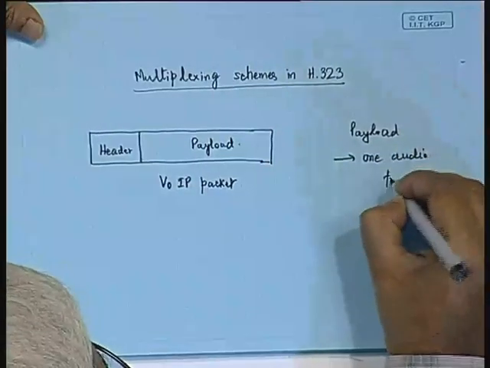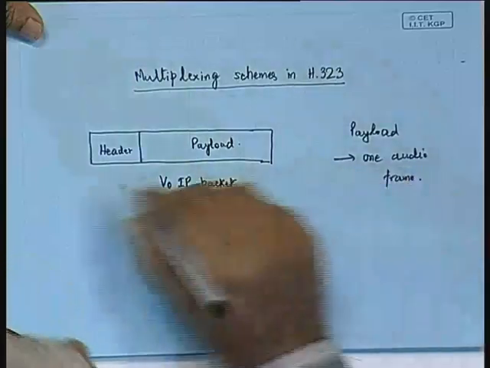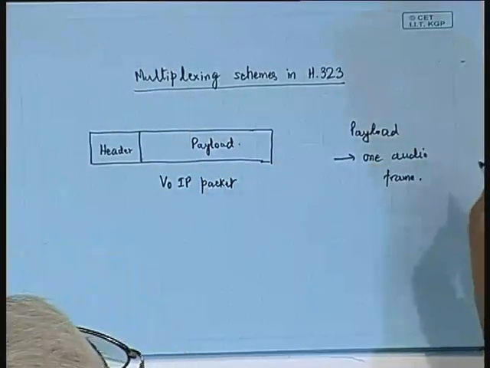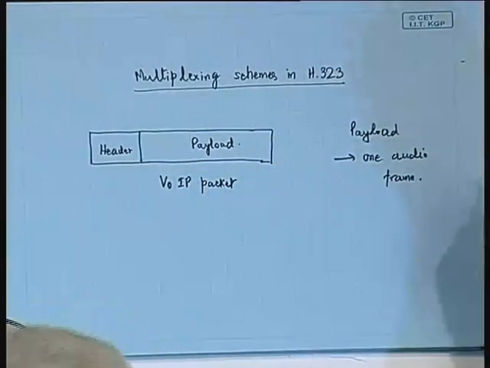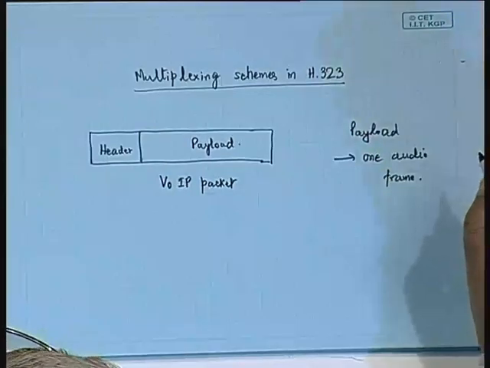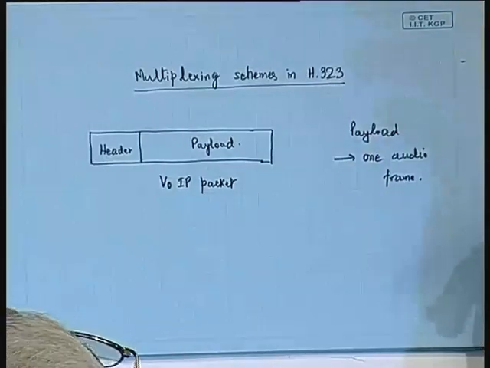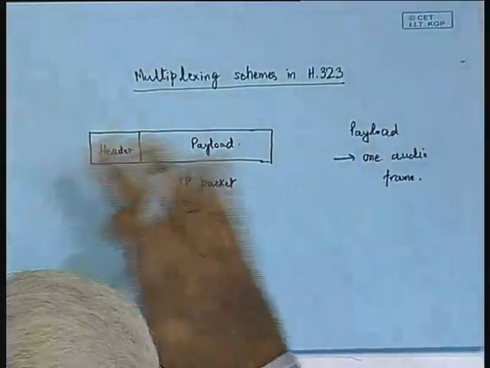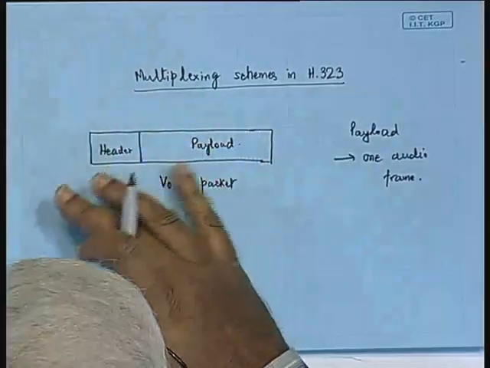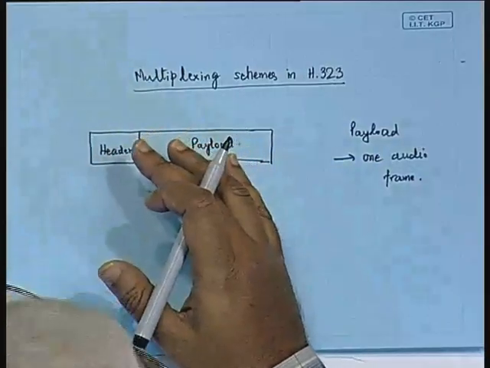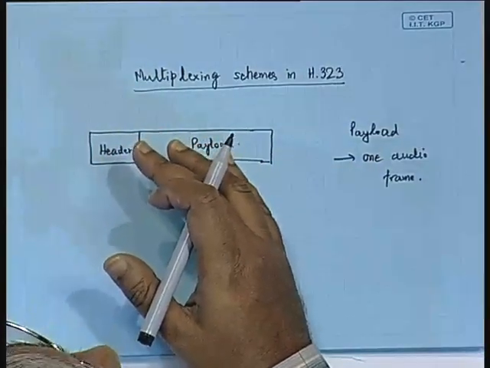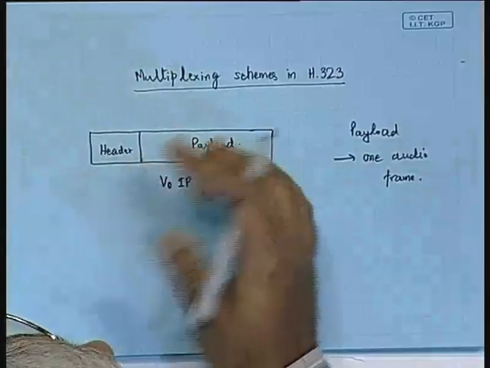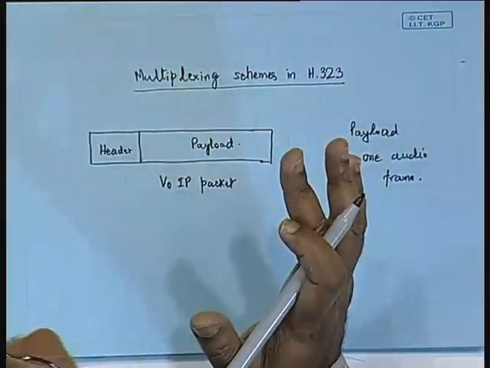Normally as a payload we consider one audio frame, and obviously a small bit rate would mean a large accumulation time. So, what is the solution? Either we have to go for a larger bit rate, or otherwise we have to accept this accumulation time, which will lead to delay.